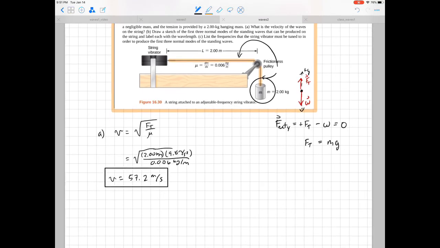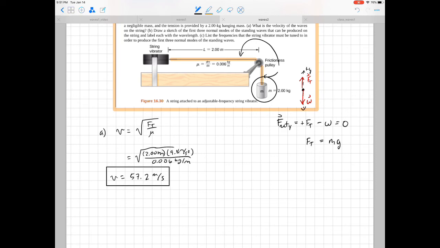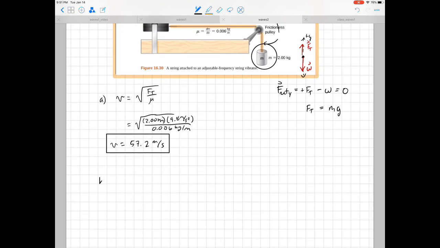Now, part B asks us to sketch out the first 3 normal modes. Well, the first mode is going to be when half of the full wavelength fits along the entire length of the rope. And so that's going to look like this. So there's the first mode, this is n equals 1. Now, what's the wavelength for that? Well, remember, 1/2 lambda 1 has to equal L. And so that means that lambda 1 is equal to 4 meters for this first one.